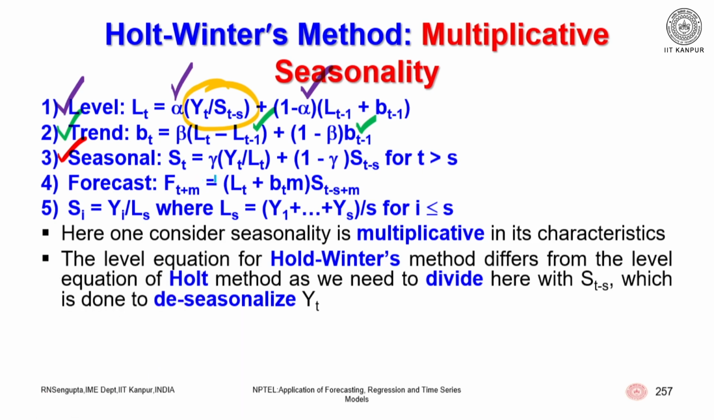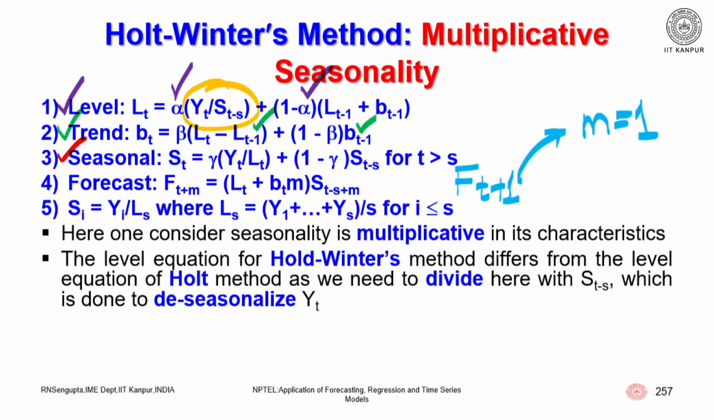So, here if m is 1, then f t plus 1 will be given by L t, that means the level of one period before, considering m is 1, into B t into m, m is obviously 1 again. I am repeating a few things time and again, so please bear with me. That whole thing is multiplied by S suffix t minus s plus 1. That means you have gone back, then you just take one step forward because m is 1, and then proceed. Having said that, your values of Si would be given by yi by Ls.